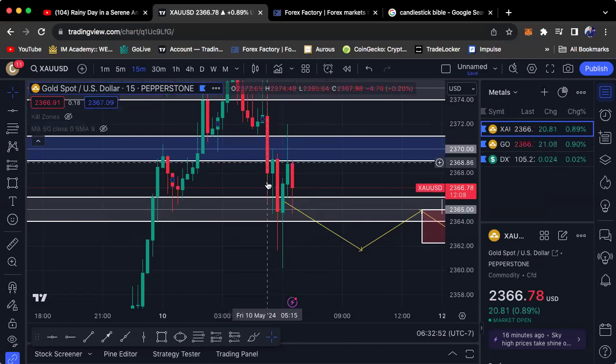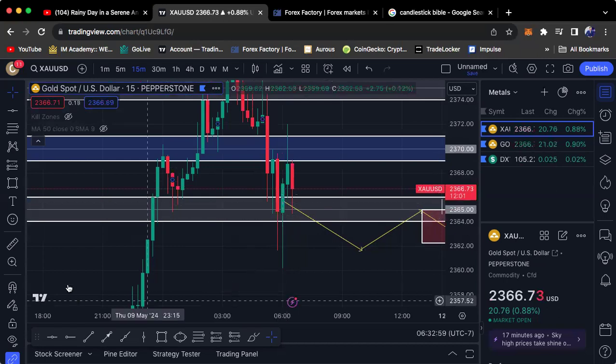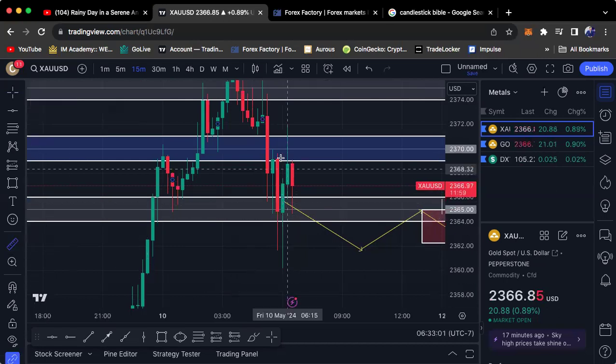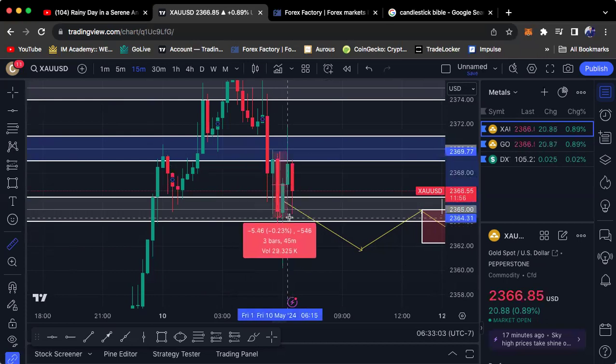Okay, for my scalpers, yes, you can catch this quick move right here. Once it does this, break and retest here, you can ride all the way down. Okay, that's a total of 50 pips.